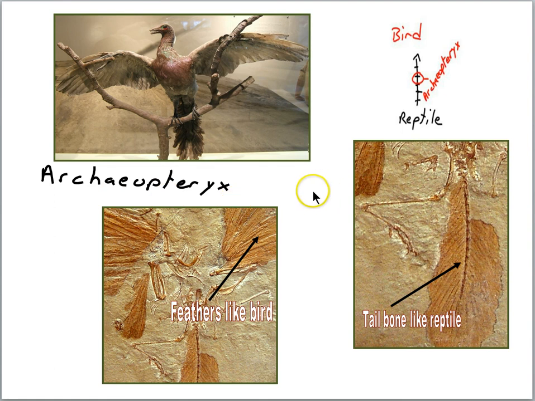So in the mid-1800s, a very interesting specimen was found called Archaeopteryx. And this is a reconstruction of what scientists think Archaeopteryx looked like, but it had some interesting features. So it had feathers like modern-day birds, but its tail had a tailbone like a reptile. So modern birds do not have tailbones, they just have feathers for tails, but this specimen had a tailbone.